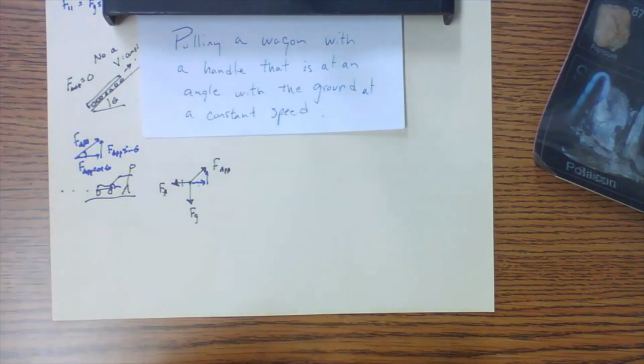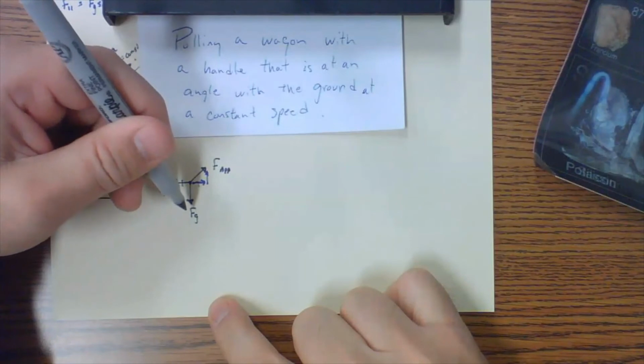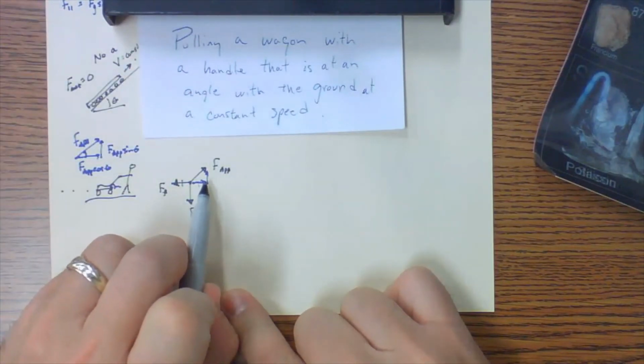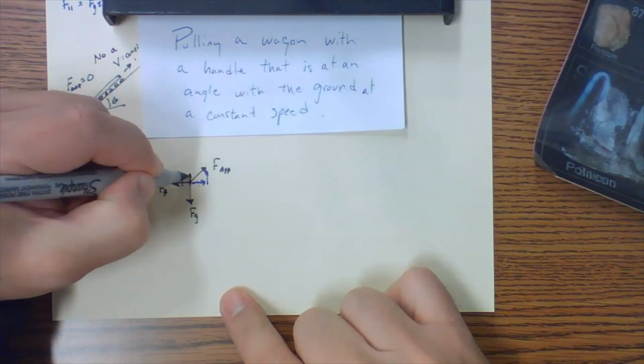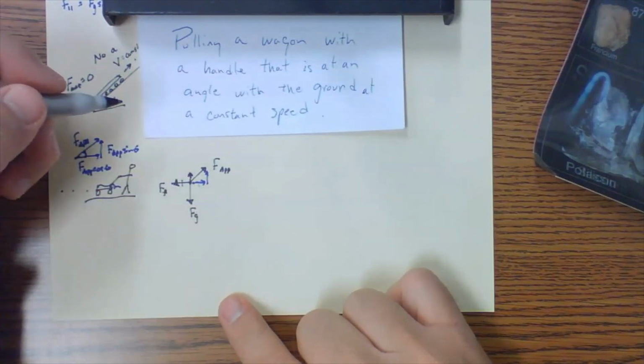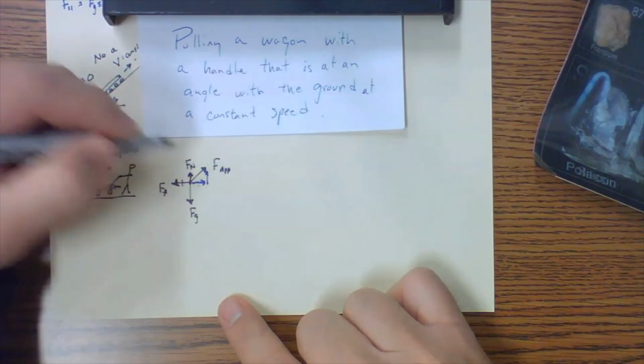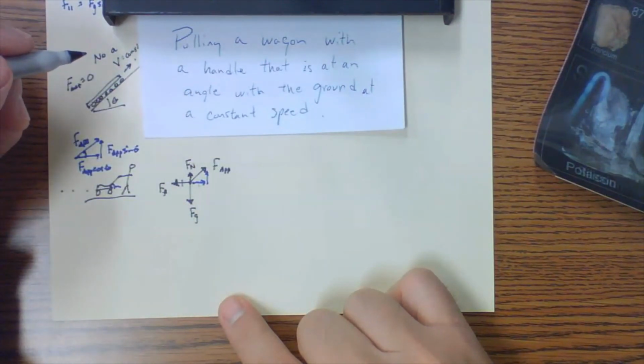Okay, but now the downward piece has to be balanced by not just this upward piece, but also that force normal. So our force normal can change size because essentially the ground doesn't have to hold us up quite as much. So we'll go ahead and make our force normal a little bit smaller.